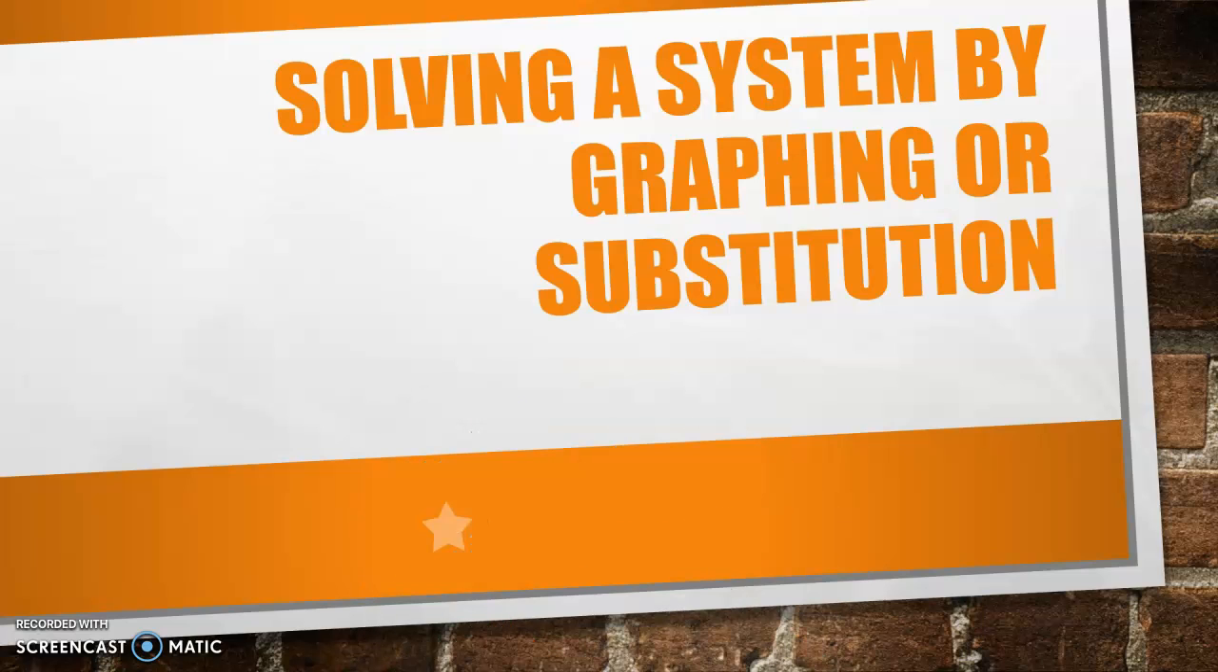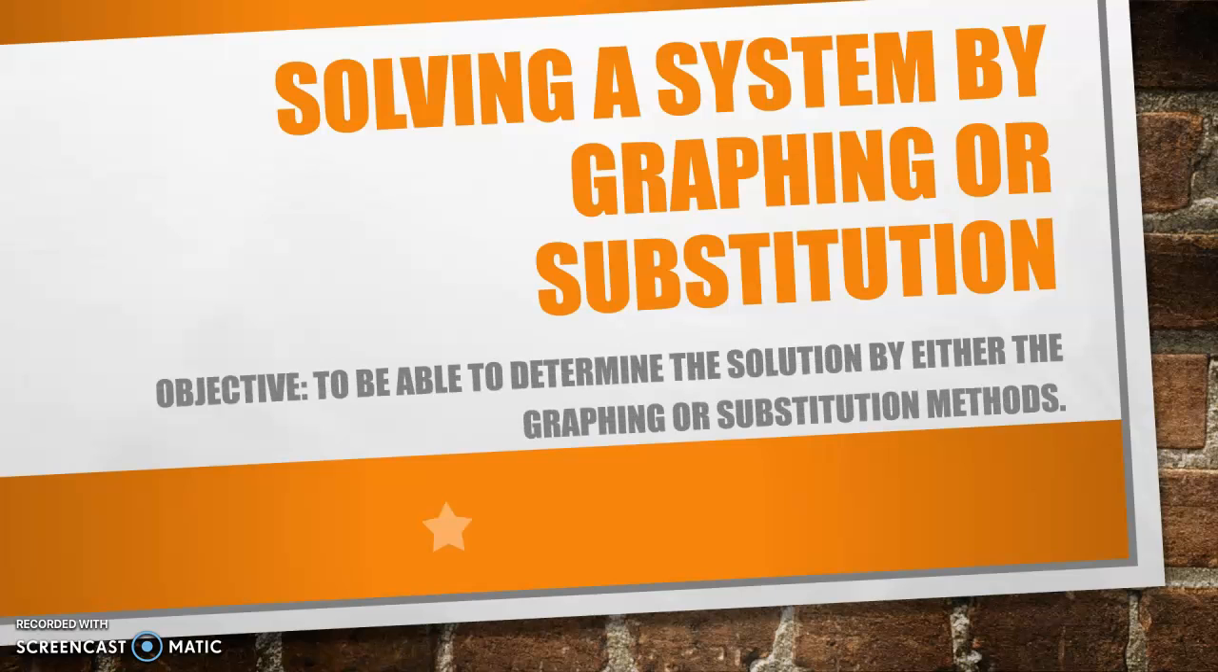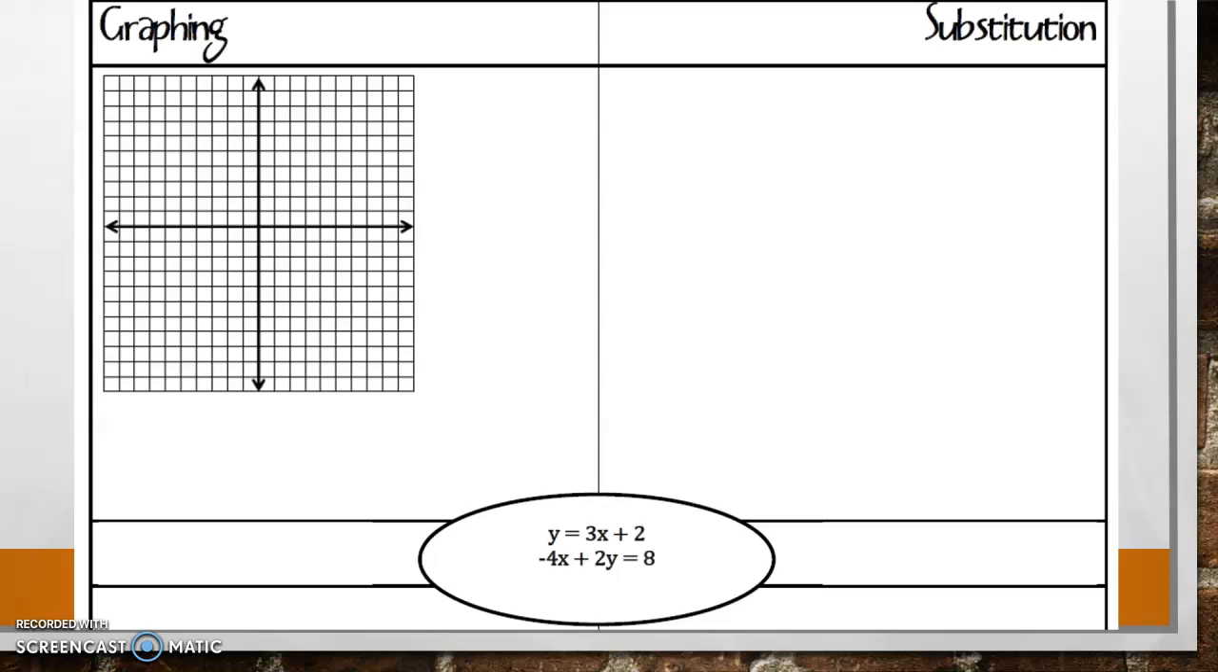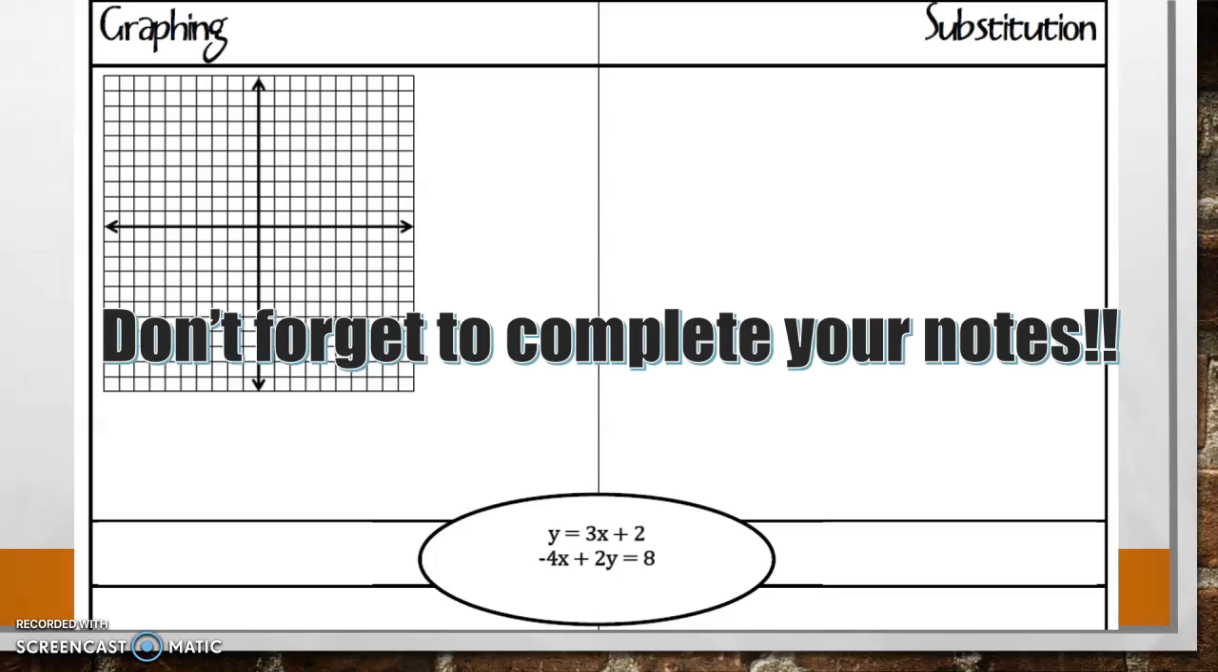So again, the title of this lesson is Solving a System by Graphing or Substitution Method. The objective is to be able to determine what the solution is using either one of those two methods. Alright, so this is what the page in your notebook looks like. Please do not forget to complete your notes as you're watching the videos.